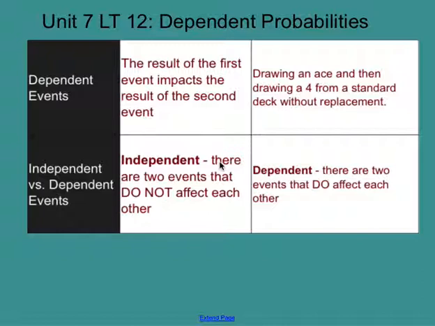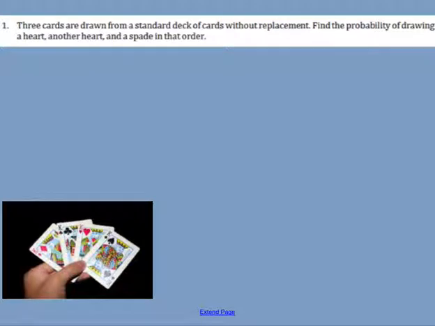So for example, if I draw an ace out of a deck, and I don't put it back, when I go to draw the 4, there's going to be one less card in the deck because I didn't put it back. So independent is where the two events do not affect each other, and dependent are when they do. So make sure you get this written down because that's going to be important for you guys to remember in the future. All right, so let's take a look.